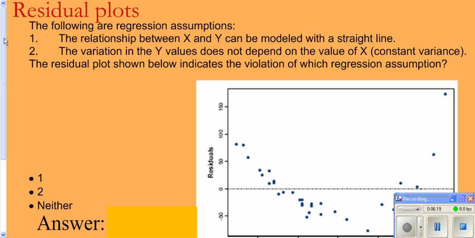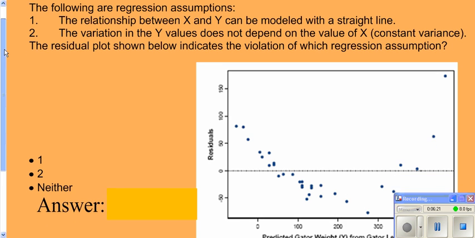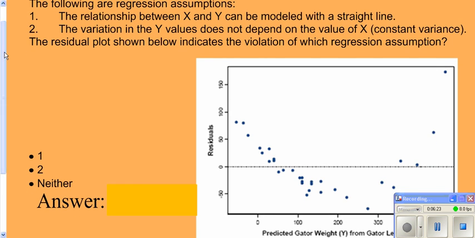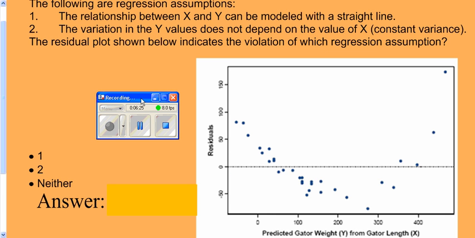Now, here we have a residual plot. So which one of these two assumptions did we violate? Or neither? There's a definite pattern in your residuals. So therefore, we would say it's assumption 1, that we cannot use a straight line.